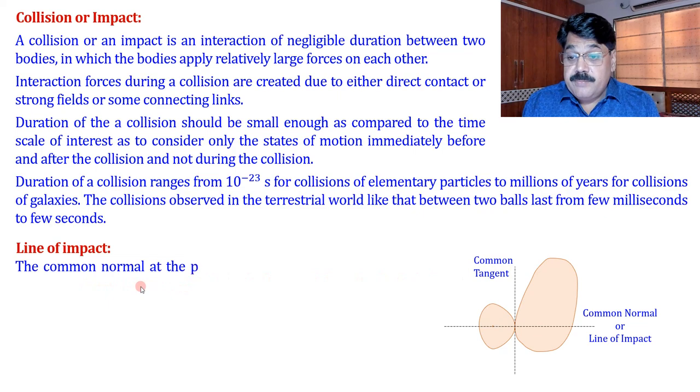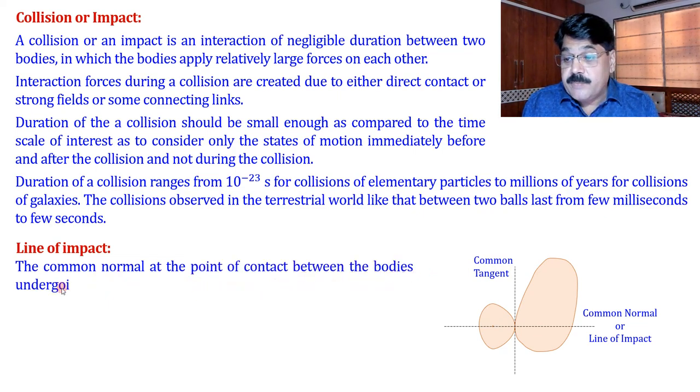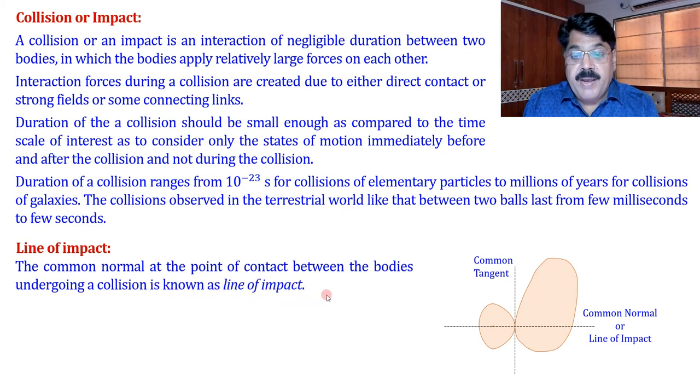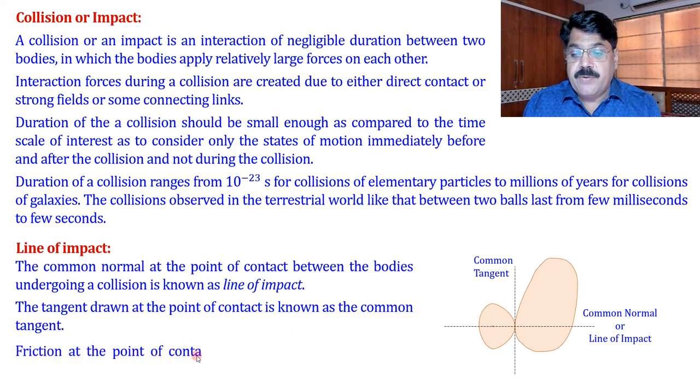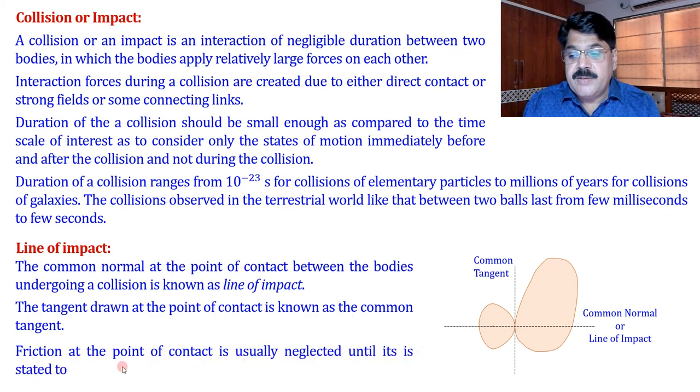The common normal at the point of contact between the bodies undergoing collision is known as line of impact or line of collision. The tangent drawn at the point of contact is known as the common tangent. One more thing, friction at the point of contact is usually neglected until it is stated to be considered.